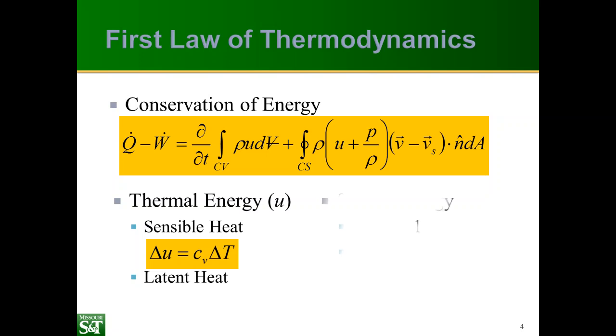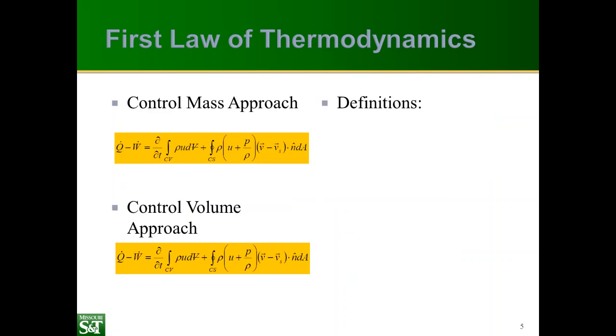And we also talked about stored energy. In this case, we're looking at things like chemical energy and nuclear energy, which you can see are not explicitly accounted for in our equation, which is why we're calling it the first law rather than conservation of energy. When we look at the first law, there are two basic approaches, and the first is called the control mass approach.